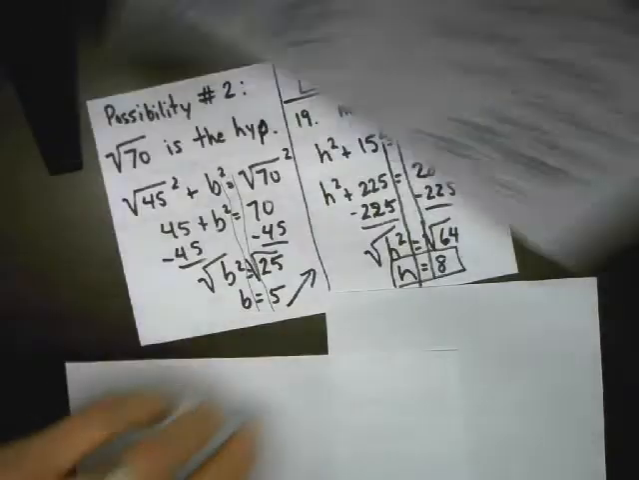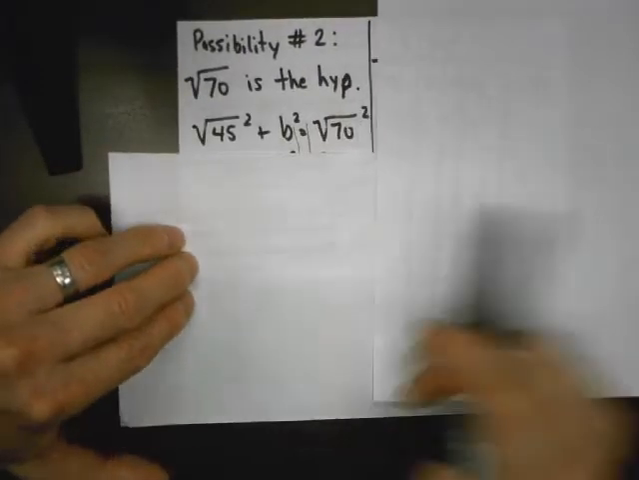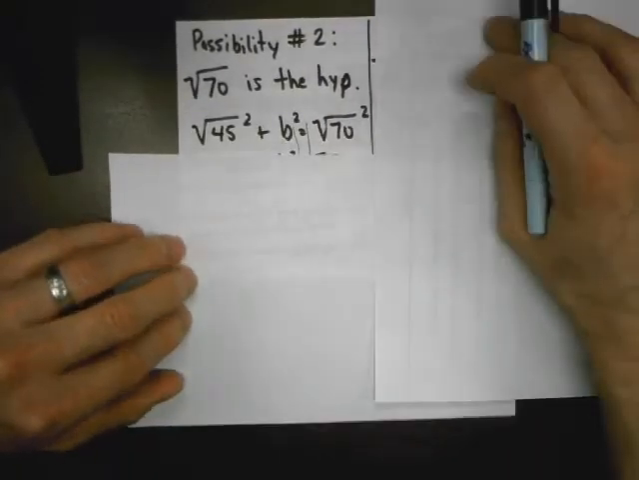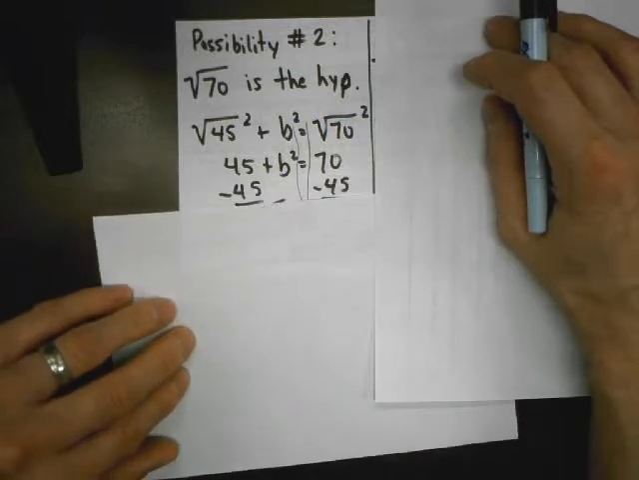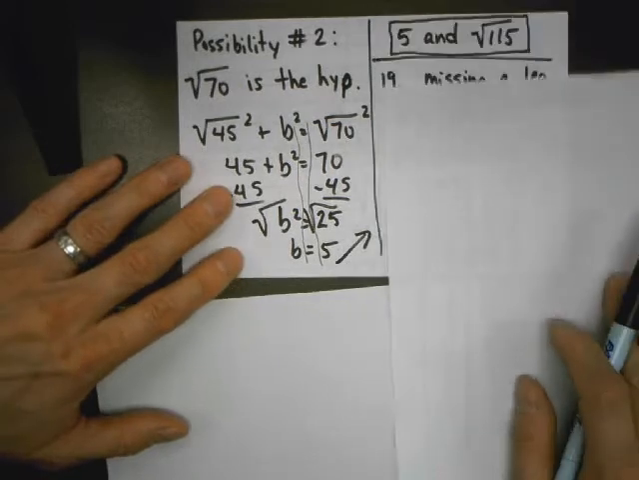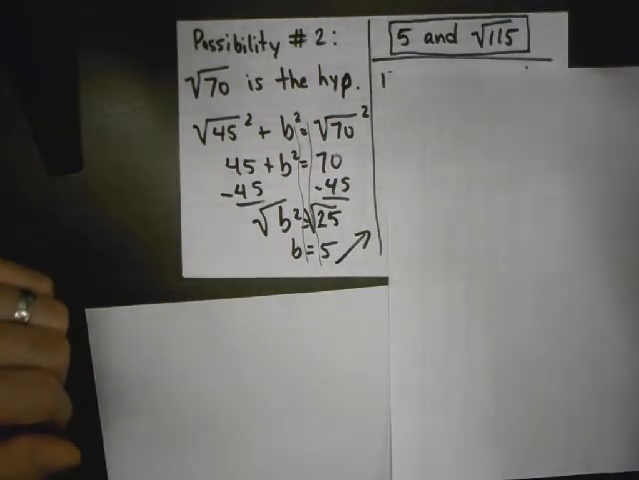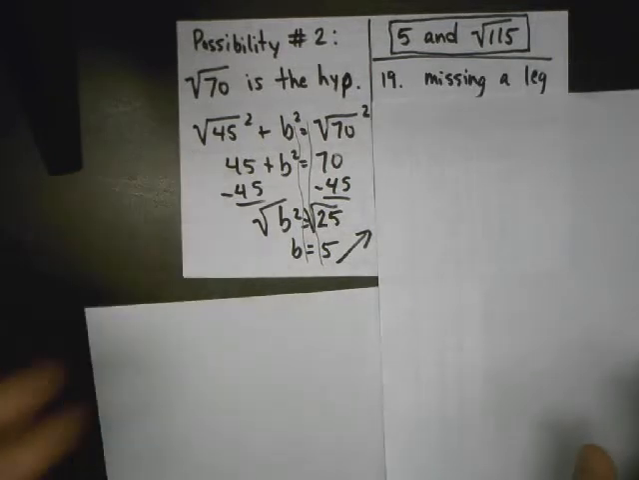Okay. Now, the other possibility, possibility 2, is that rad 70 is the hypotenuse. So that would look like this. That means I'm missing a leg. Again, simplify those two, isolate the variable, take the square root. This time it happens to be a perfect square, so the two possibilities are the missing side could be 5, or the square root of 115.